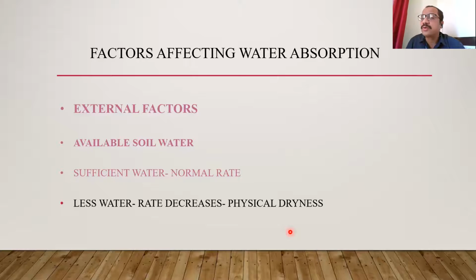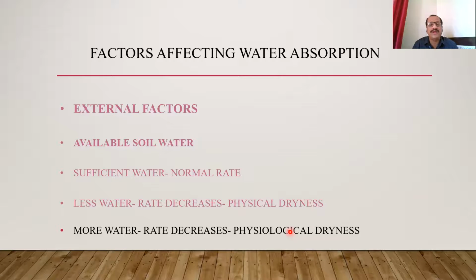If the water content of the soil increases to such an extent that it is beyond the water holding capacity of the soil, in that case also, again, the rate of water absorption decreases, not increases. And such a condition is called physiological dryness of the soil. If there is less water and the rate decreases, the condition is called physical dryness of the soil. But if plenty of water is available, but even in that case the rate decreases because it is beyond the water holding capacity of the soil, then that condition is called physiological dryness of the soil.